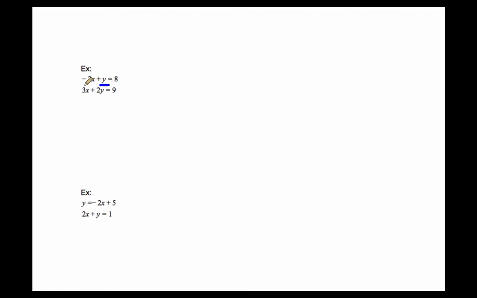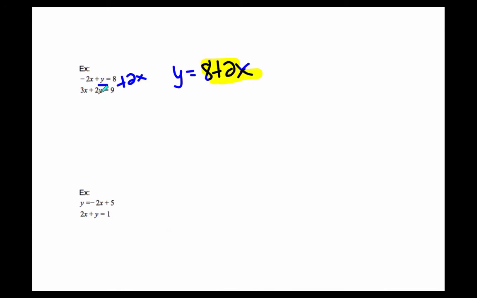How do I solve for y? I add 2x to both sides. So y equals 8 plus 2x. I just solve for y in this equation. So now what am I going to do? I'm going to substitute this in for y in the other equation. I don't want to substitute it in here. That's not going to help me.